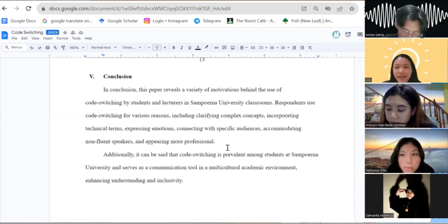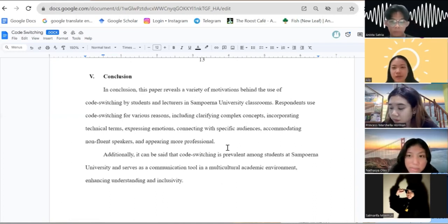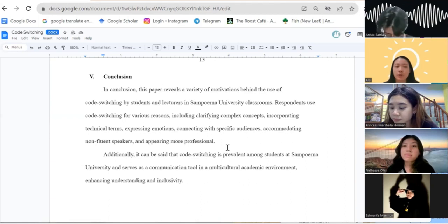So I guess that is all for our paper. I hope this paper can fit into what we're looking for, and it can help you gain more insights about code switching that happens in the classroom. But I guess that's all from me.